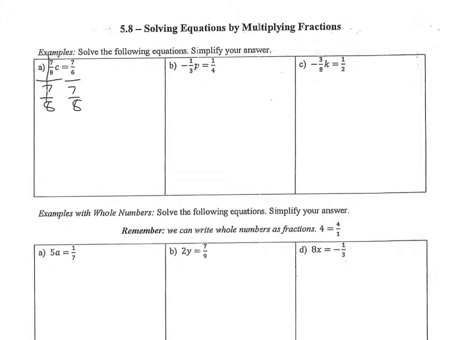These two cancel out because 7/8 divided by 7/8 is just 1. So now I have C equals 7/6 divided by 7/8. So remember, when you divide fractions, you flip the second one and multiply. So this turns into 7/6 times 8/7.